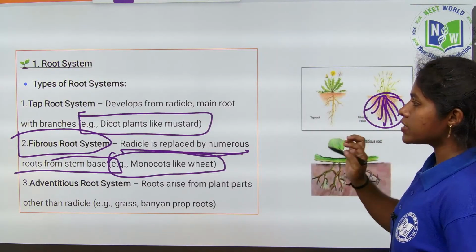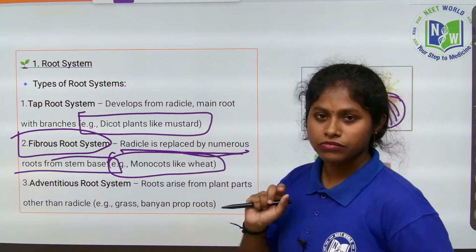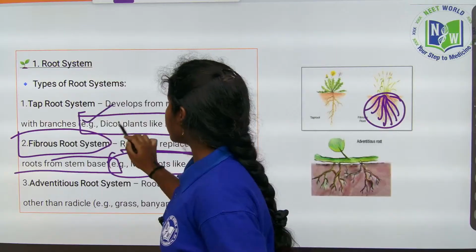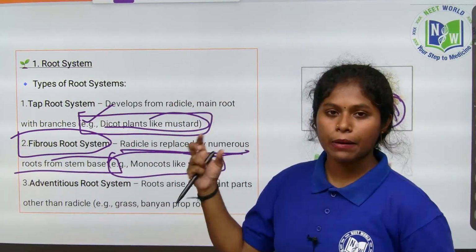So the taproot is different. The root develops directly from the seed radicle. Right? So the example is dicot plants like mustard. All dicot plants mainly have the taproot system only.